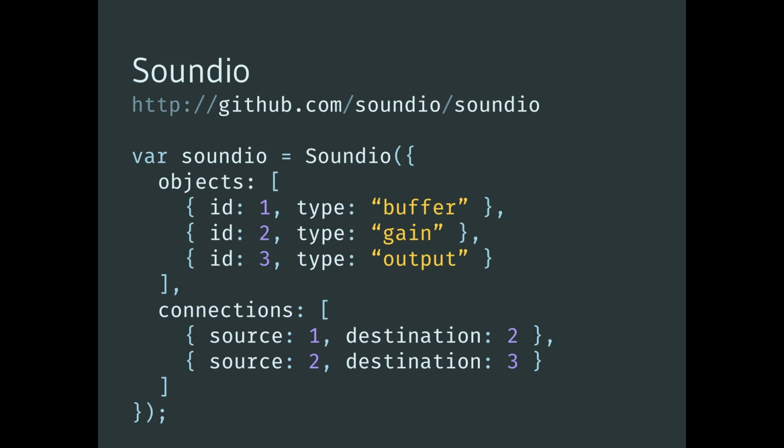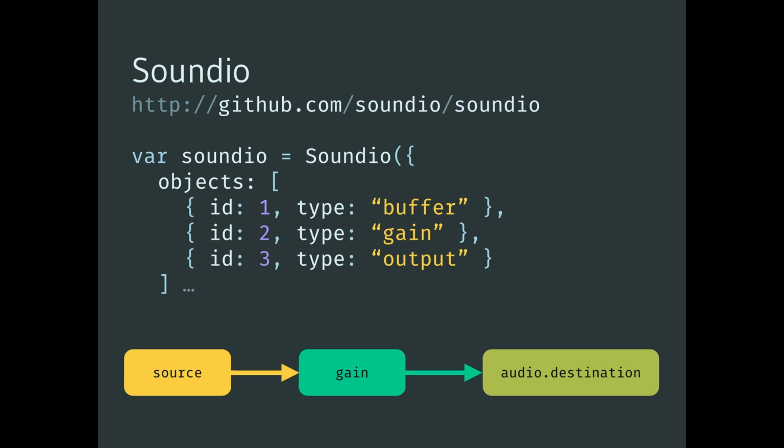And this is how you use it. Sound.io is equal to the constructor Sound.io. We pass in a data object. We define all the objects in our graph, and we define the connections between them. We can also define MIDI connections. But if you go to that address, there's some documentation on how to do it. And that sets up the audio graph that we had originally: our nice little source node, gain node, destination.